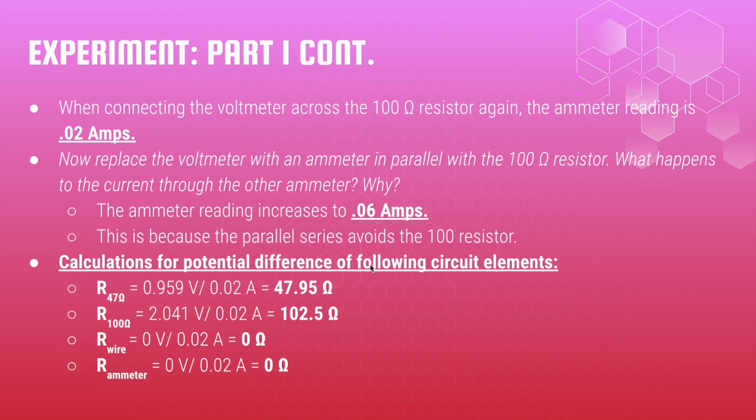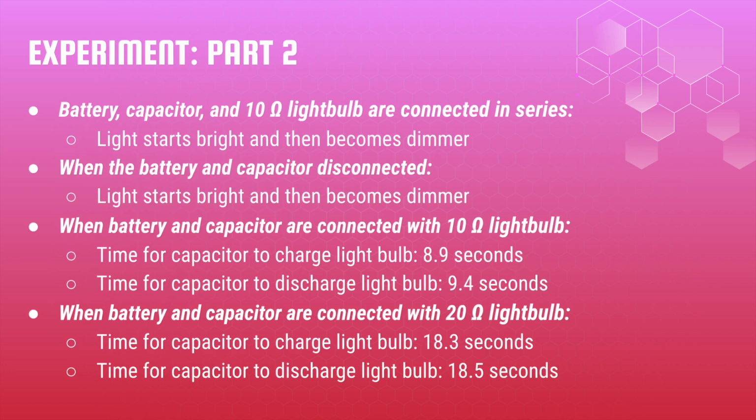And here are the calculations for potential differences of the following circuit elements. We have the resistance of the 47 ohm resistor, the 100 ohm resistor, the resistance of the wire, and the resistance of the ammeter, which both come out to 0 because that was one of our assumptions. Here are my initial recordings and observations from part 2 of the experiment. When the battery capacitor and 10 ohm light bulb were connected in series, the light starts bright and then became dimmer. When the battery and capacitor disconnected, the light started bright and then became dimmer again.